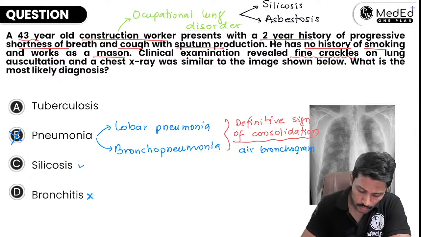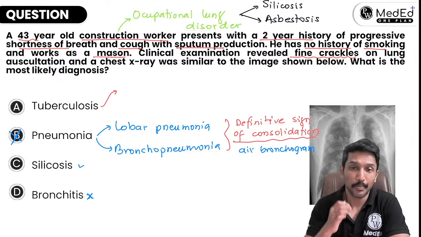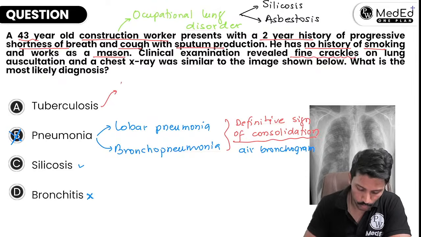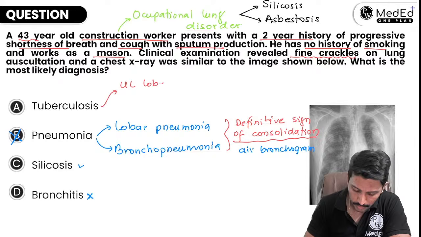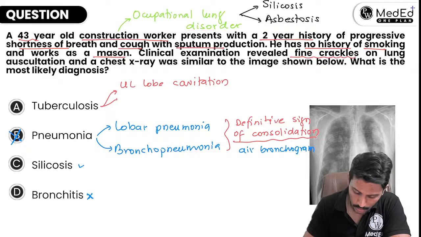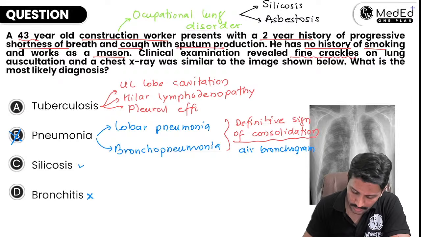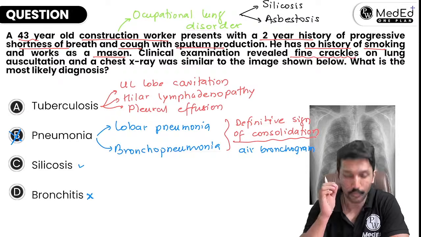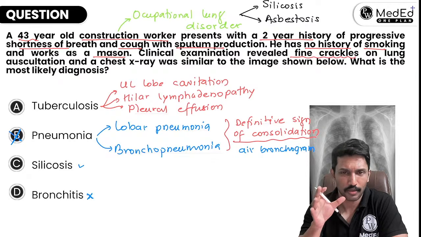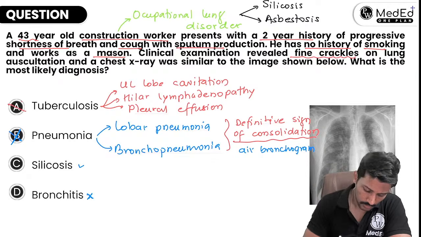Okay. Then tuberculosis, we already know that tuberculosis predominantly affects the upper lobe. There can be upper lobe cavitary lesions. In the tuberculosis, you can have hilar lymphadenopathy. Tuberculosis often has pleural effusions. These findings are not seen here. There is no hilar lymphadenopathy, there is no upper lobe cavitation, so it is unlikely to be tuberculosis.